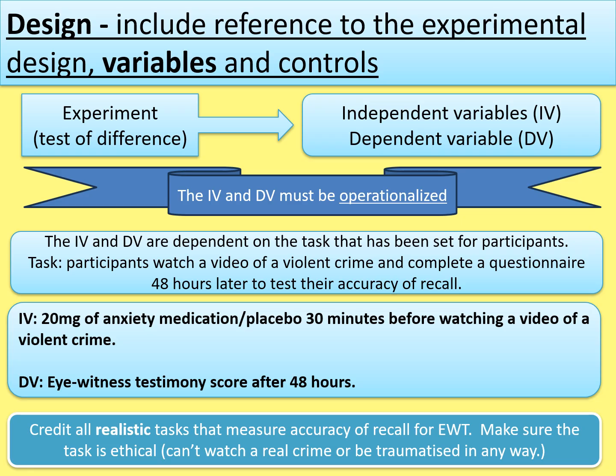So the IV and the DV are dependent on the task that has been set for the participants, and the task that I've put across, which is a really straightforward way of measuring it, is for participants to watch a video of a violent crime and then complete a questionnaire 48 hours later to test their accuracy of recall.